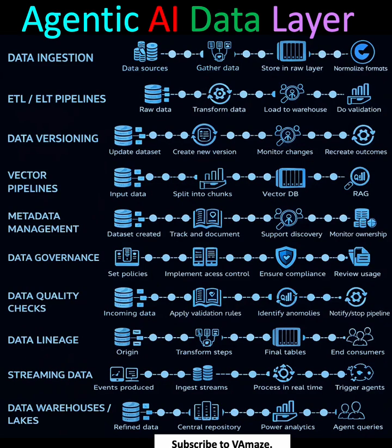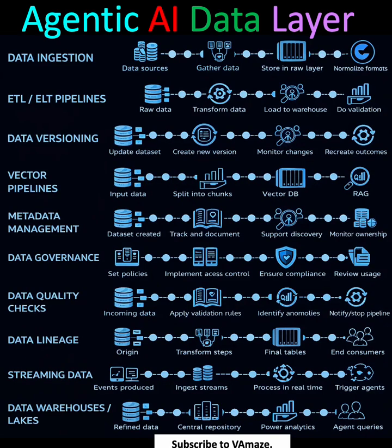Layer 6, data governance. Governance is the guardrails. You set policies, implement access controls, ensure compliance with regulations, and review usage patterns. For agentic AI, this is especially critical. When an autonomous agent queries your data, you need to know it only accesses what it's authorized to see.